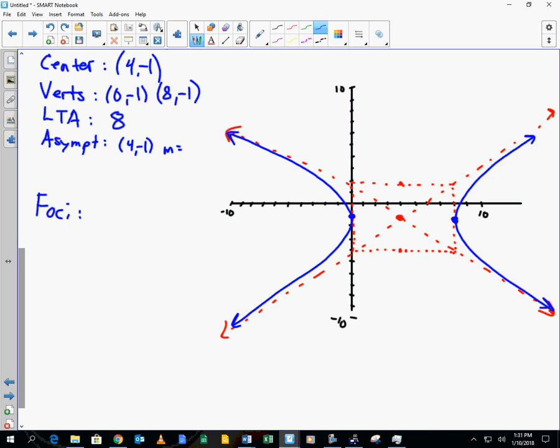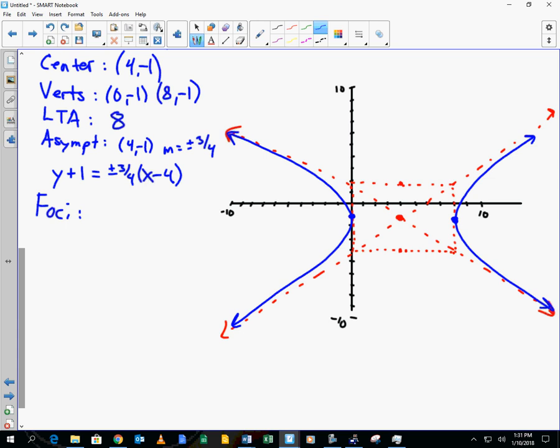I just look at the box. I say the box has a rise of 3 and a run of 4, right? Okay, so therefore I have y minus y1, or y plus 1, is equal to plus or minus 3/4 times x minus 4. Just leave it in point slope form. Otherwise, you'd have to write two separate equations, and that's just a waste of time right now.